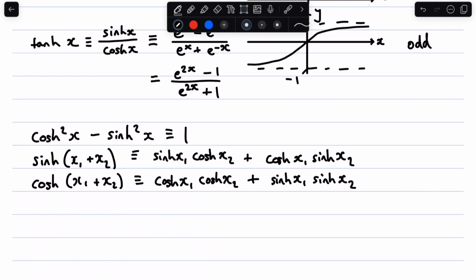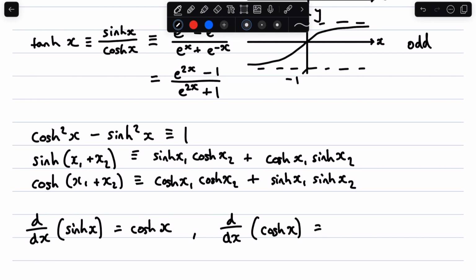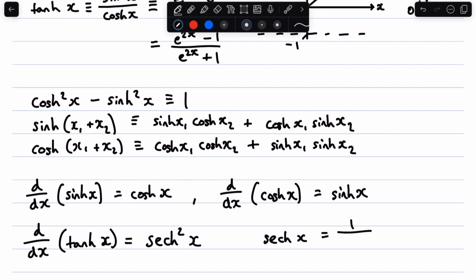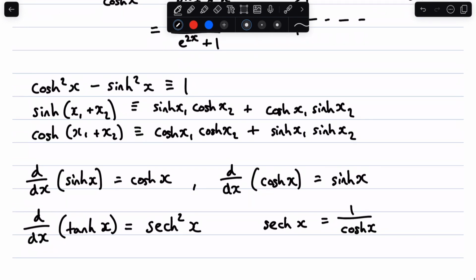And then if we go on to differentiating them, d by dx of sinh x is cosh x, which is similar to the sine identity, but then differentiating cosh x gives us sinh x. There's no negative here. And finally, d by dx of tanh x is sech squared x, where sech is just 1 over cosh. It's like sec, it's 1 over cos. And then we have cosech x, which is 1 over sinh. And then you guessed it, coth x, which is 1 over tanh.